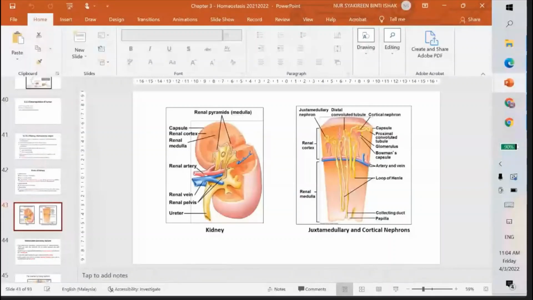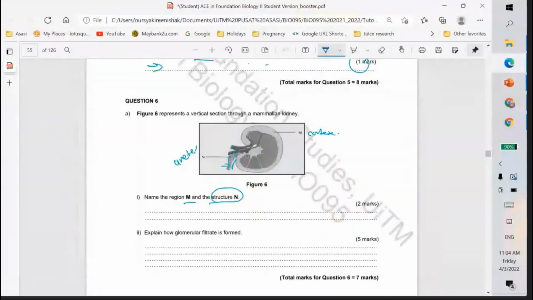If here, renal pelvis. Okay. Sebab dia tunjuk kat situ, maybe boleh lah juga kot dia, we accept renal pelvis. Okay, the bigger funnel is the renal pelvis. The narrower tubule is the ureter. Okay. Alright. So the next question.